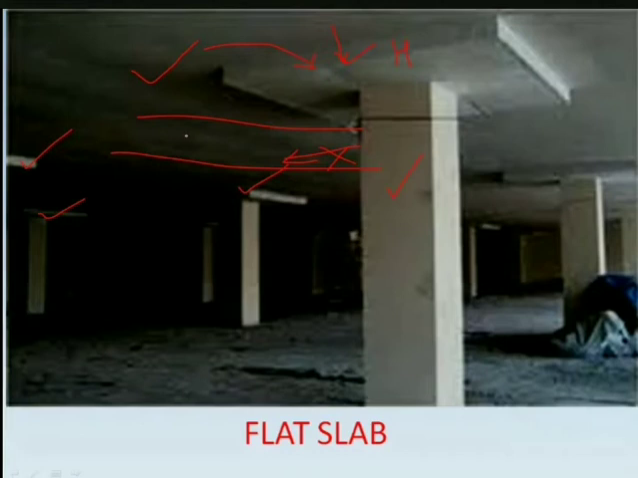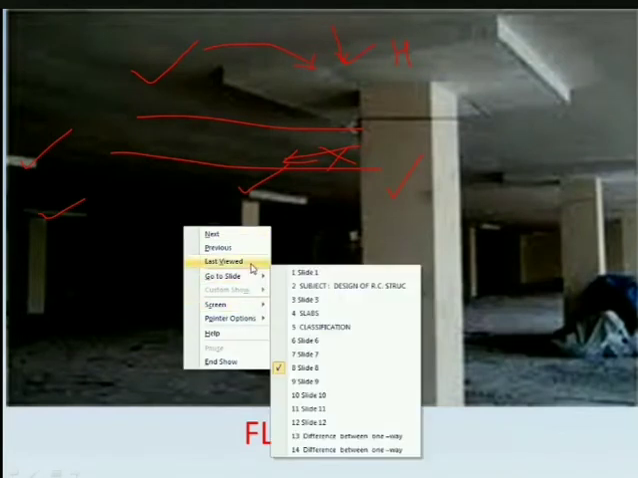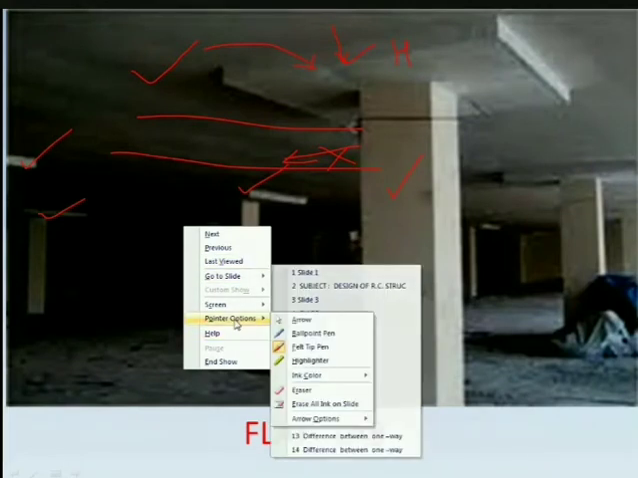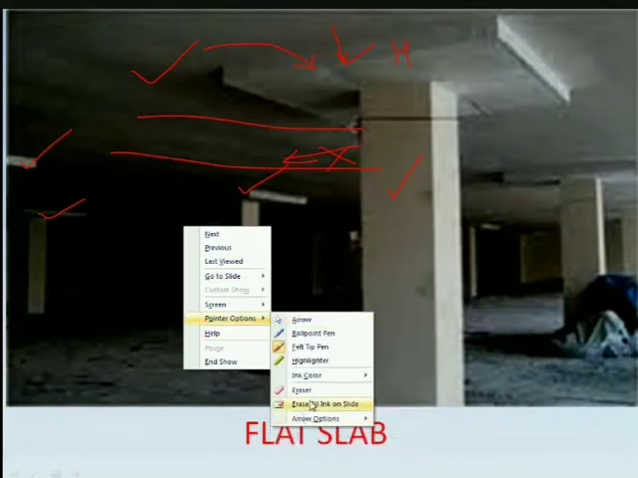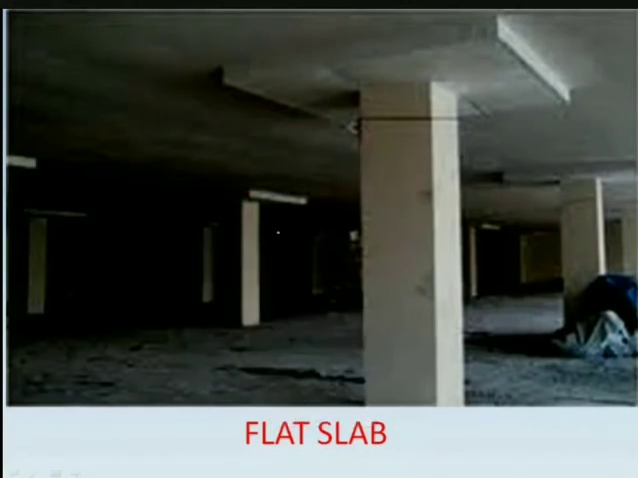So from next time, whenever you go out for shopping in shopping malls or in theaters, try and observe these things easily. So what is a flat slab? It is a slab that is free of any beams. Directly, the slab rests on these column heads. These column heads are in turn supported by the columns. Okay, so this is your flat slab.